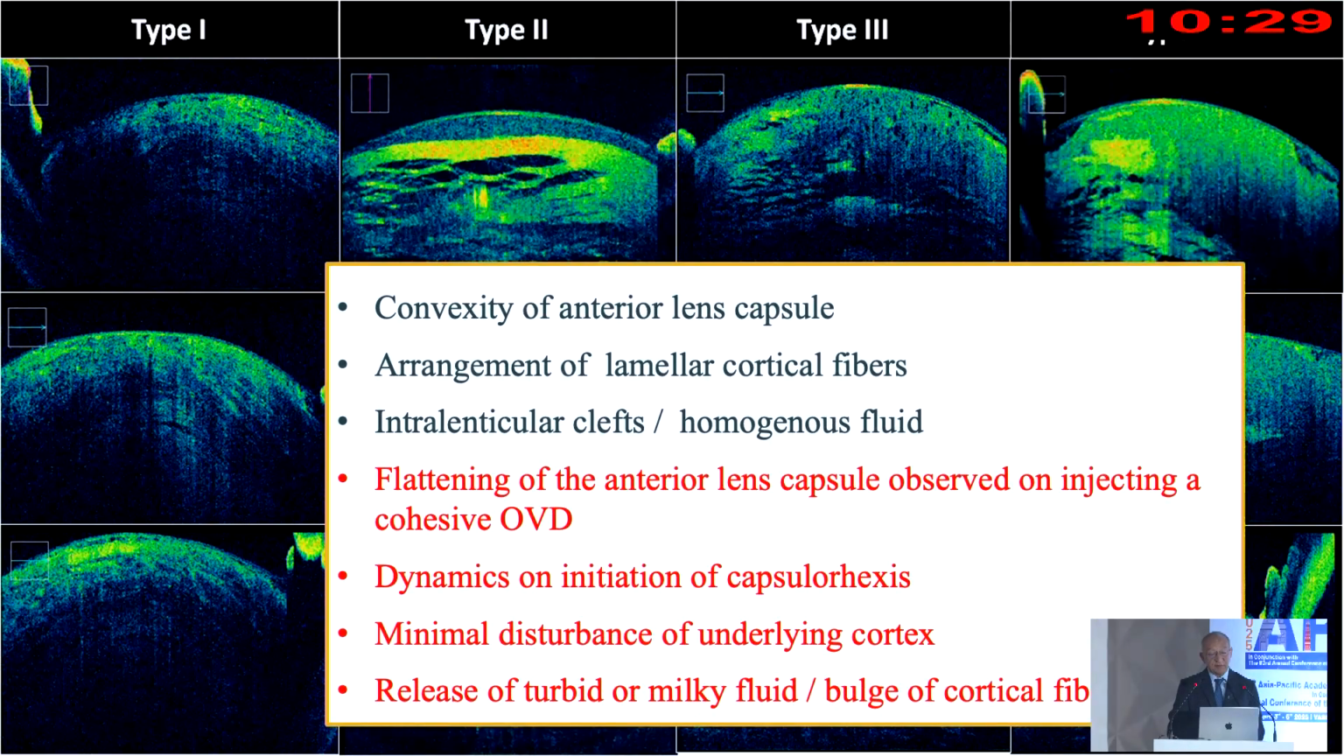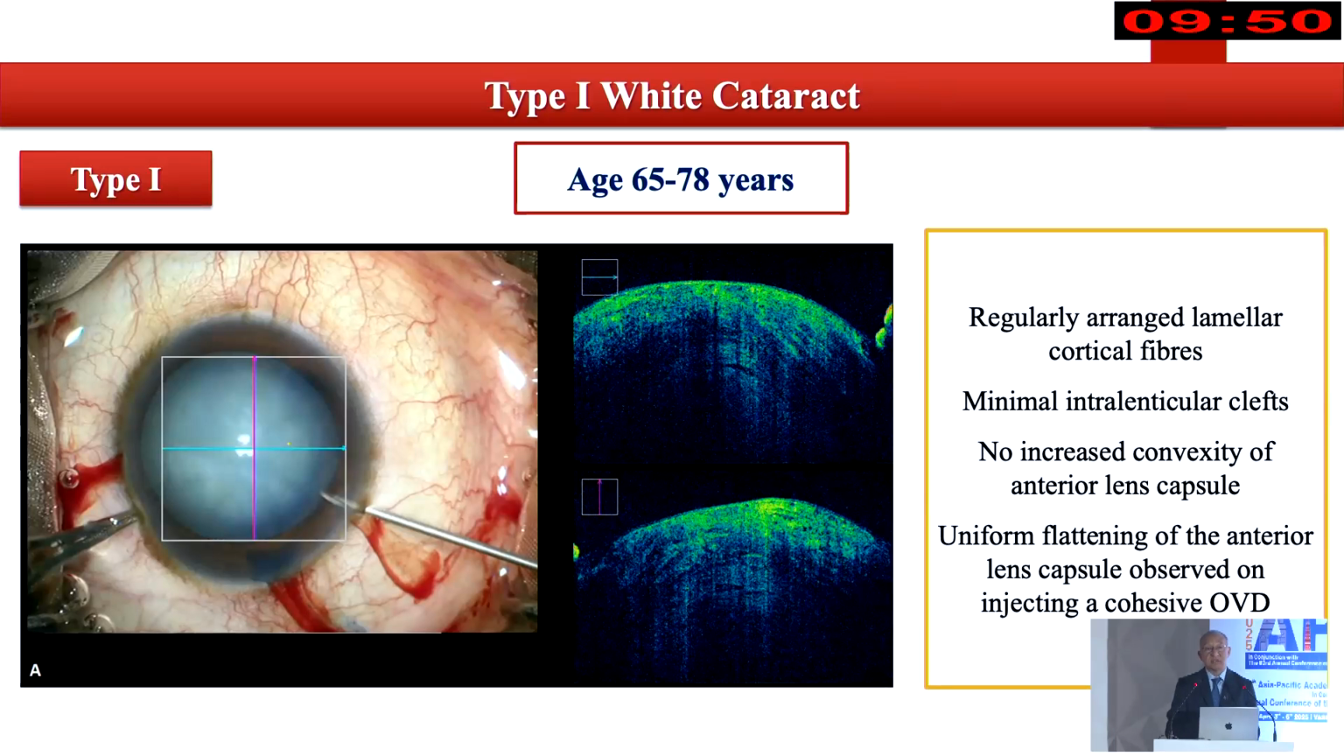So this was based on two important areas. One was before intervention, second was after intervention. So we looked into the convexity of the anterior capsule, looked for arrangement of fibers and lamellae, and looked for intra-fiber clefts or homogeneity of fluid in these cases. The second part was the dynamicity, that is flattening of the anterior lens capsule after injection of viscoelastic. What happens, how much flattening happens, the dynamicity of initiation of the initial nick or capsulorhexis, the disturbance of the underlying cortex and release of fluid, which may be milky, which may be turbid, or there may be no fluid also. Based on that, we did a classification.